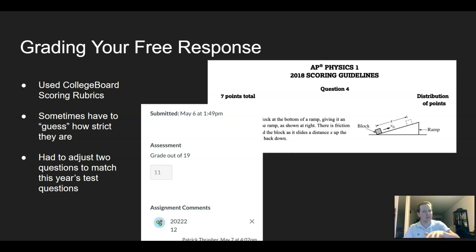And sometimes there's a little bit of reading between the lines. Like if a rubric says the speed increases because the energy increased from before. Well, if you don't explicitly say because the energy increased, can I still give the point? Can I not give the point? Sometimes they say explicitly stating X. Well, you can have different degrees of being explicit. So sometimes I have to kind of judge, do I think they'd give a point? Do I think they wouldn't give a point?